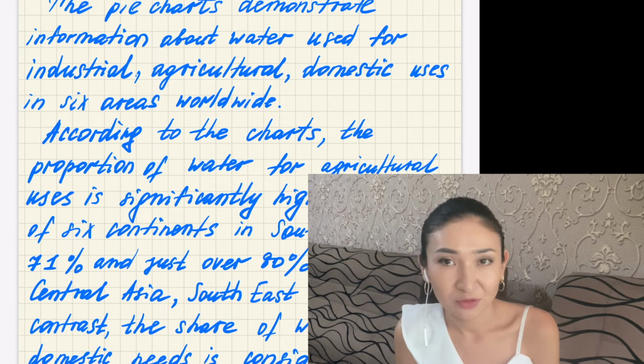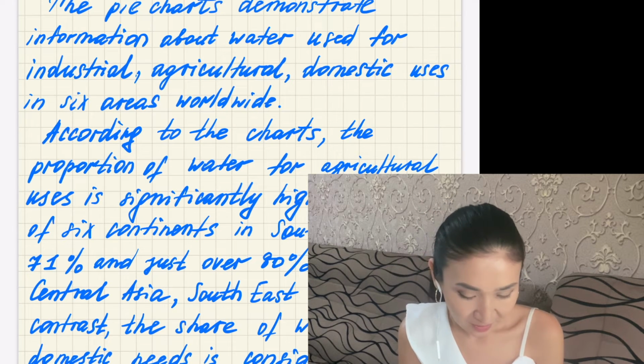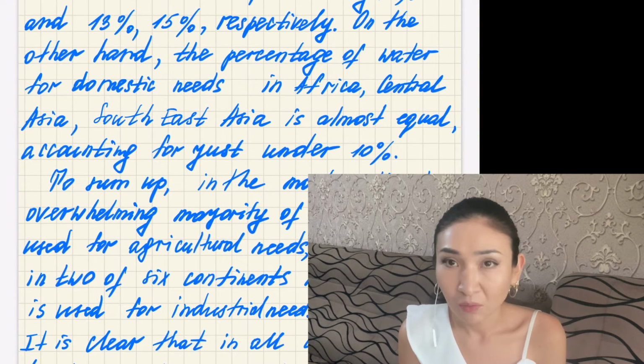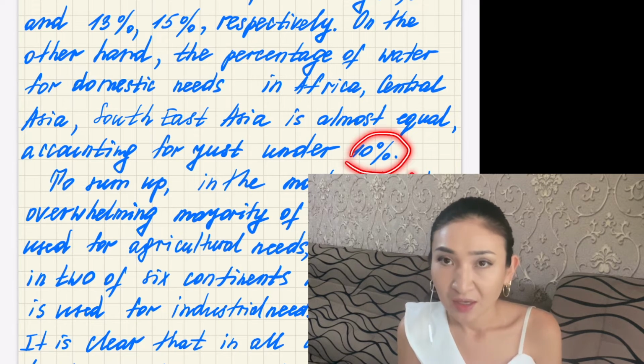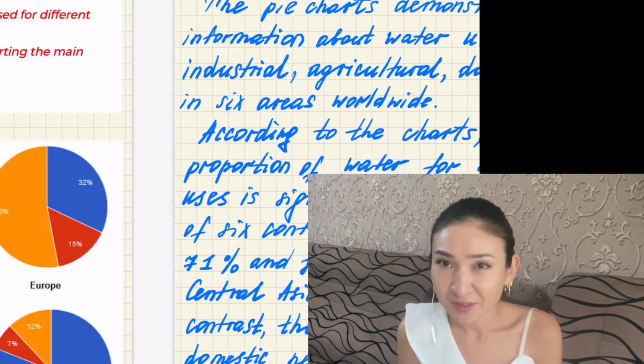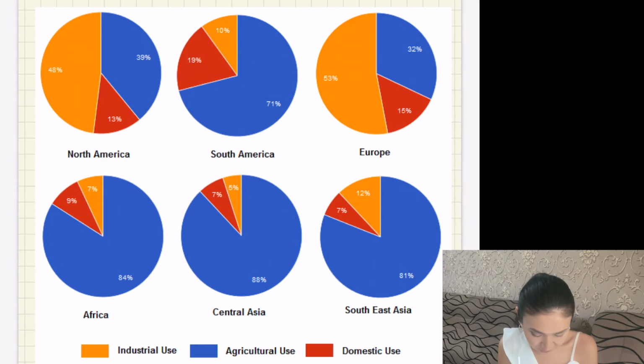a couple of linking words. So on the other hand, the percentage of water for domestic needs in Africa, Central Asia, Southeast Asia is almost equal, accounting for just under 10%. So why 10%? Because as you can see, they are almost equal. Let's say in Central Asia it's 7%, in South Asia it's 7%, it's equal, right?